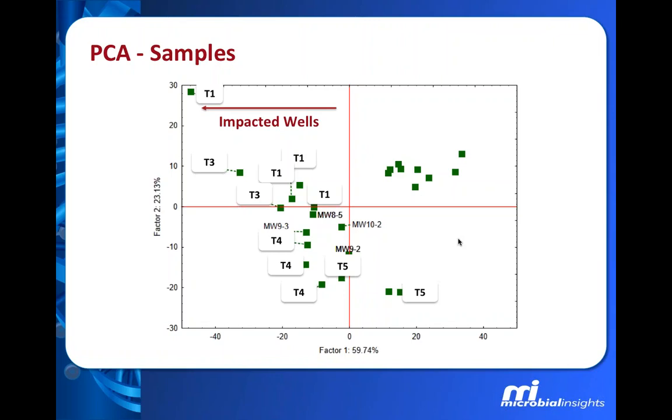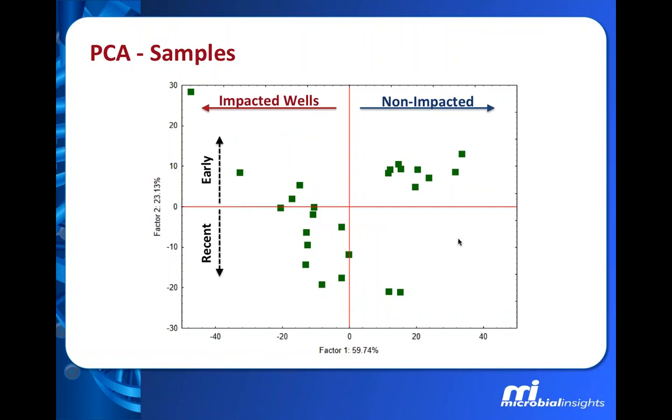So it's not a perfect trend, but it certainly appears that over time, or at least during those last two events, we've had a change in our microbial community composition. So that's something that we can start to look at because now we've established some patterns in our data, impacted versus non-impacted, and then early sampling in the impacted wells versus recent.